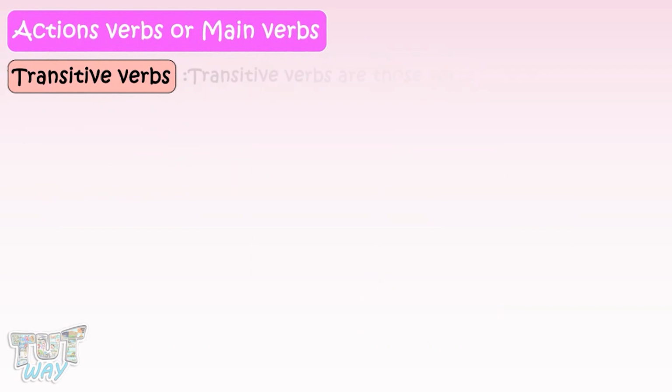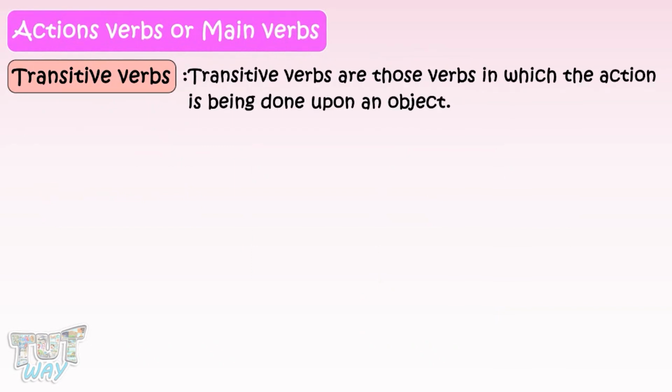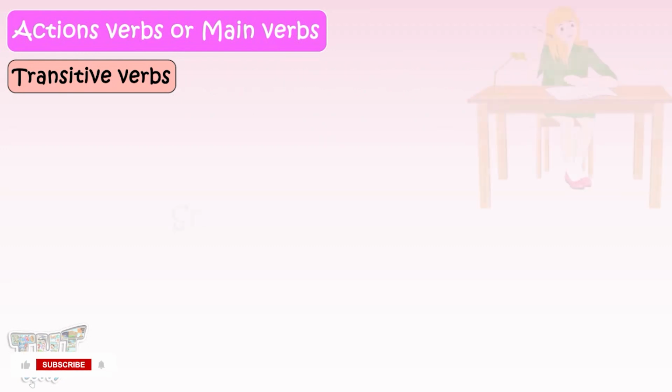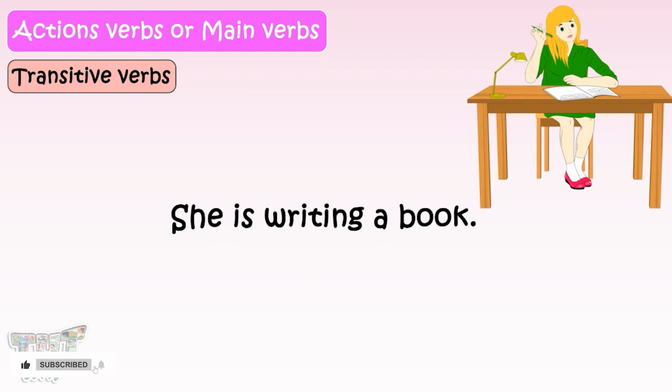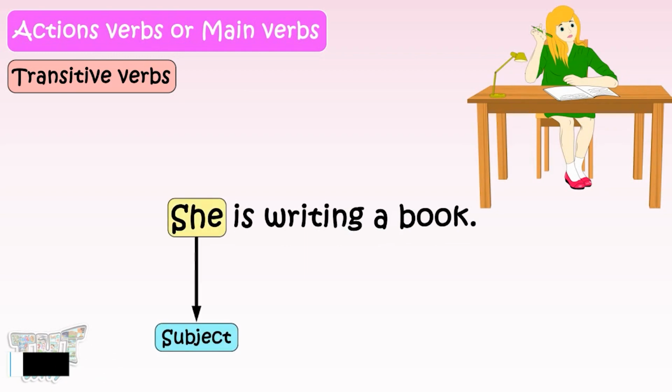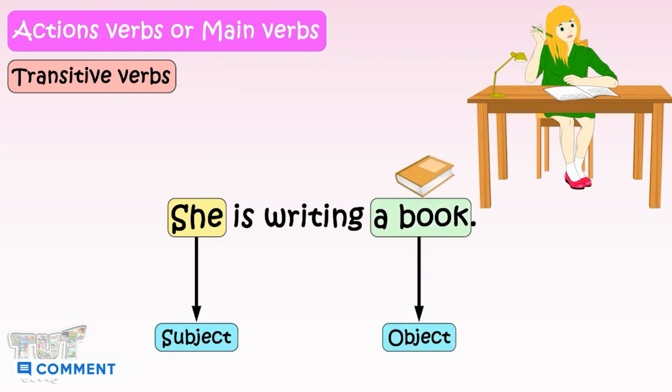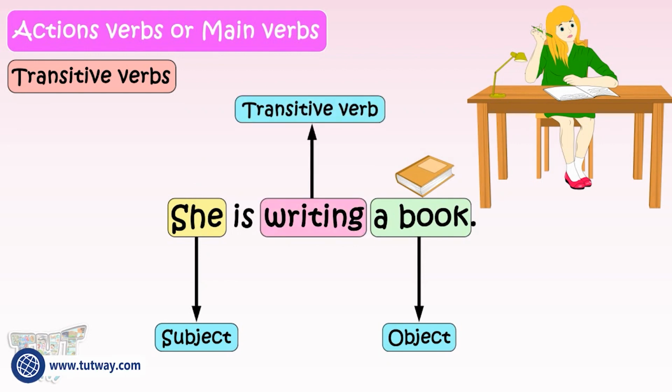Transitive verbs are those verbs in which the action is being done upon an object. An object is always there, along with the transitive verb. She is writing a book. Here, the subject is she. And what is she writing? She is writing a book. So, a book is the object of the action in this sentence. And writing is a transitive verb, as the action of writing is done upon the object, book.